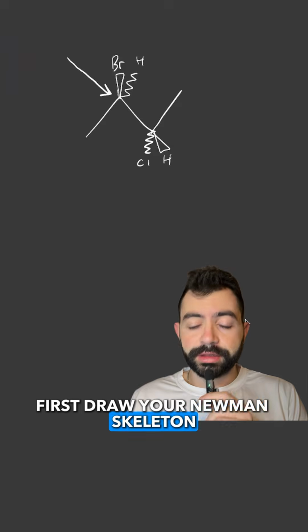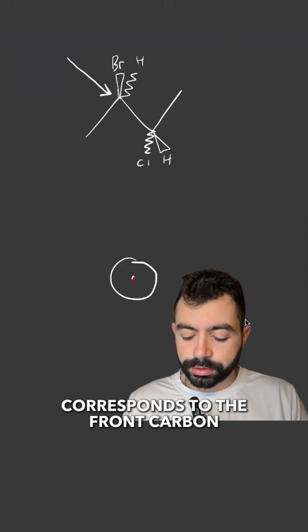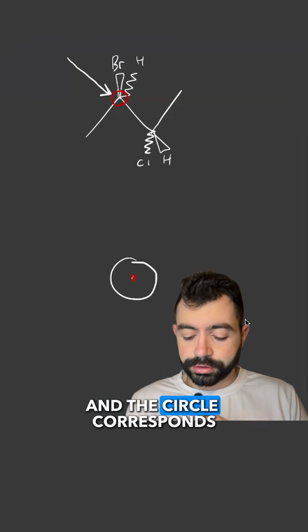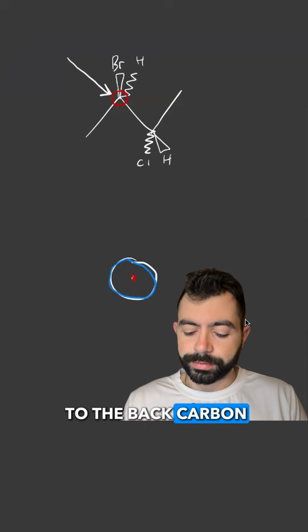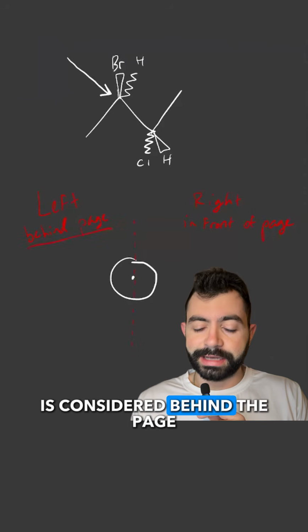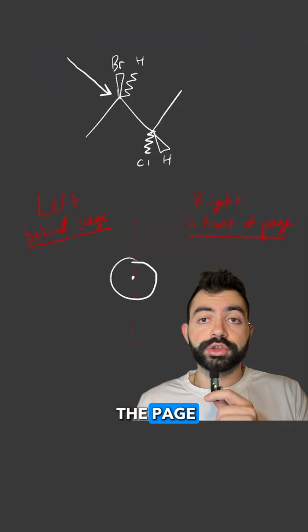First, draw your Newman skeleton, which is just a dot inside of a circle. Now remember, the dot corresponds to the front carbon, which is the one closest to the arrow, and the circle corresponds to the back carbon, which is the one furthest from the arrow. Everything on the left is considered behind the page or on a dash, and everything on the right is considered in front of the page or on a wedge.